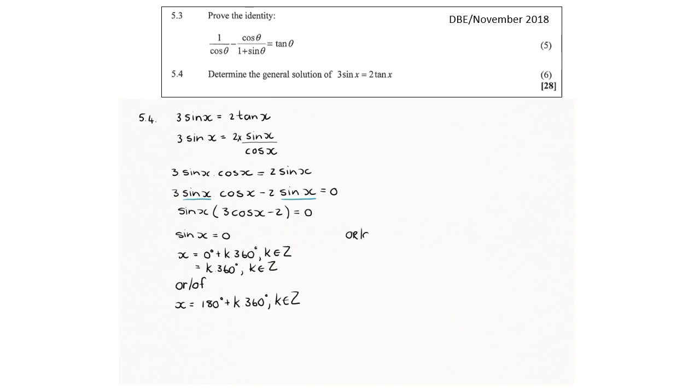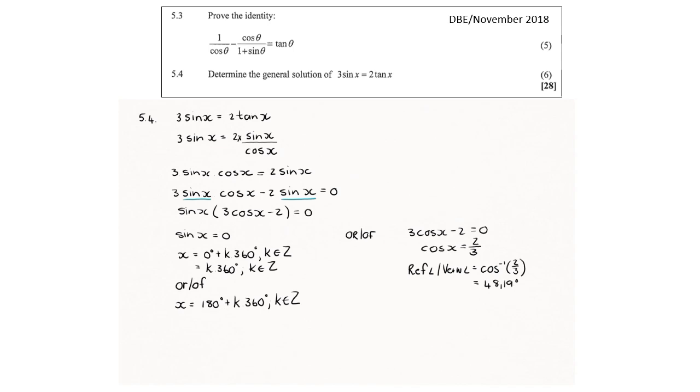Now let's look at the second factor. We also have that 3 cos x minus 2 equals 0. And if we make cos x the subject of the equation, cos x is equal to 2 over 3. And from there we can determine the reference angle. Remember, the reference angle is cos inverse of positive 2 over 3, and that is 48.19 degrees. And now we look at the equation again.